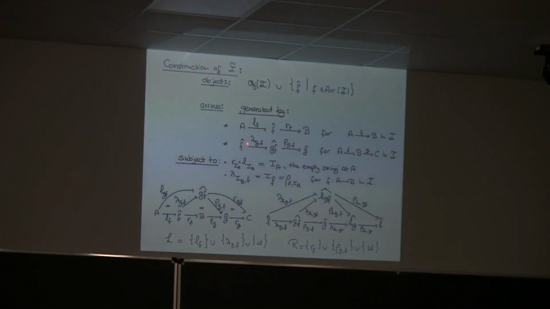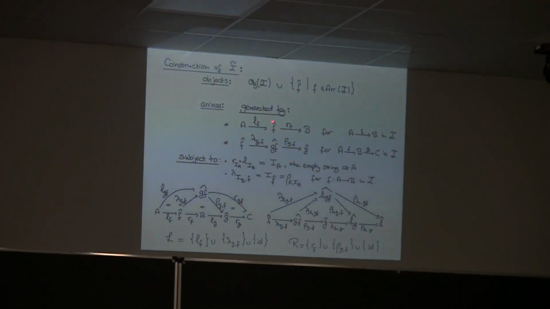And for any composite of two arrows, we have a lambda_{gf} and a rho_{gf} connecting those new objects. All the L's and the lambdas are going to form the left class, all the R's and the rhos are going to form the right class. And the category we make is freely generated by the L's, the f's, the lambdas, and the R's, subject to making these diagrams commute.